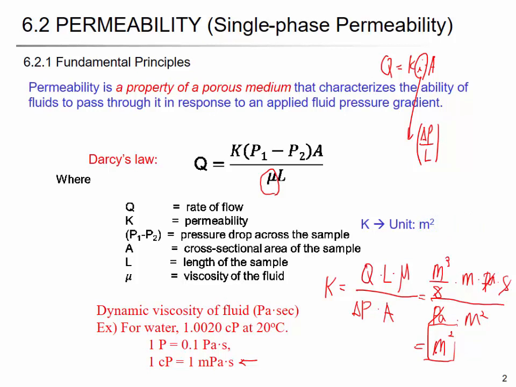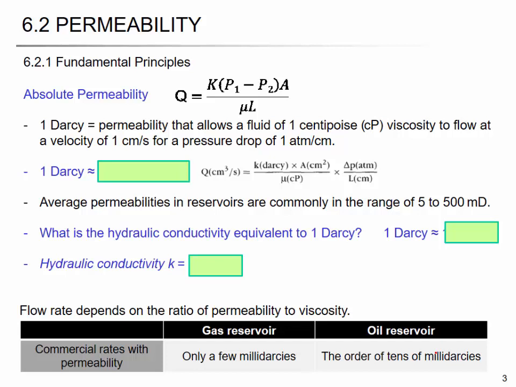So people use micrometer square or centimeter square or meter square. And in rock mechanics and in reservoir engineering, they use Darcy, which is the name of the unit. So one Darcy is defined as the permeability that allows the fluid of 1 centipoise viscosity to flow at 1 centimeter per second for a pressure drop of 1 ATM per centimeter. So this is the definition for the Darcy. It assumes the viscosity of 1 centipoise, so it assumes water, and the flow velocity 1 centimeter per second, and the pressure gradient 1 ATM per centimeter.